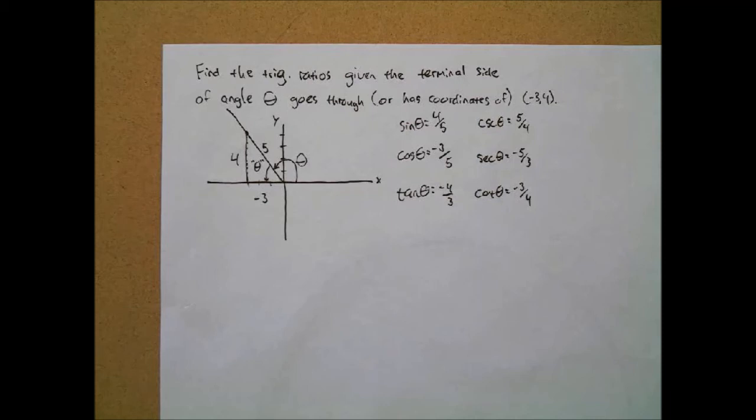But the quadrants are pretty straightforward. In the first, all are positive; in the second, sine and its reciprocal are positive; in the third, tangent and its reciprocal cotangent; and in the fourth quadrant, cosine and its reciprocal secant. Those are the positive ones. Questions on any of that?